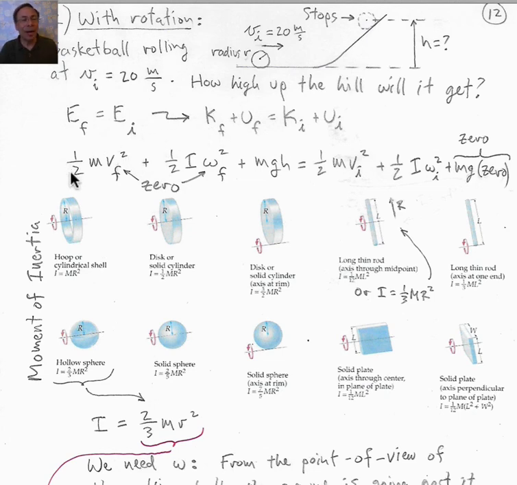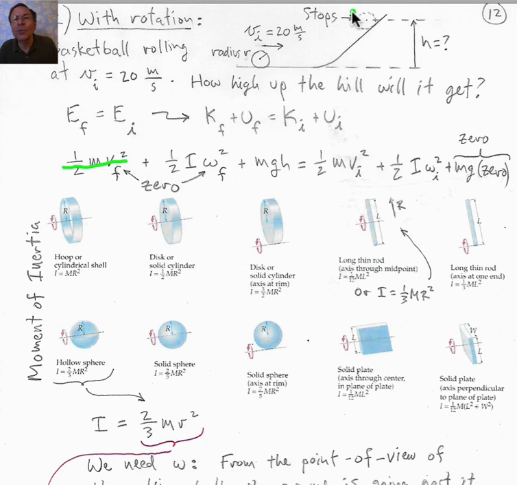So we now have two different kinds of kinetic energy. This term here is the translational kinetic energy, and this is the rotational kinetic energy. And once again, we have potential energy. So, okay, now this side here, the left side is the final. So when it gets to the top, its velocity is 0. So that means that this term here is going to be 0. I'm going to cross it out.